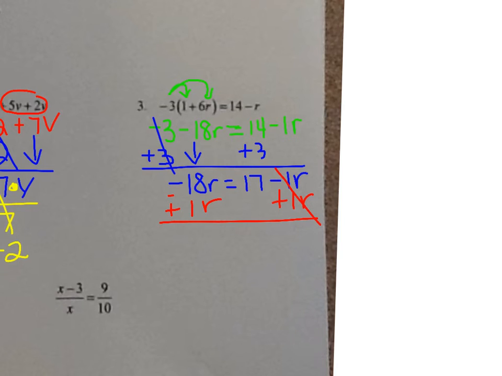So that cancels. So we have negative 18r plus 1r is negative 17r equals 17. Remember, negative 17r is negative 17 times r. So we're going to divide by negative 17. Watch the signs. So then the negative 17 and negative 17 reduce to 1, and 17 divided by negative 17 is negative 1.